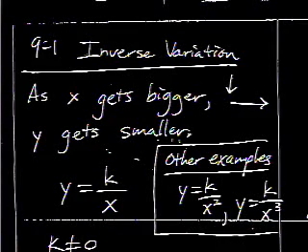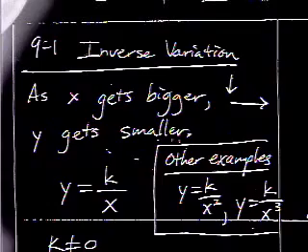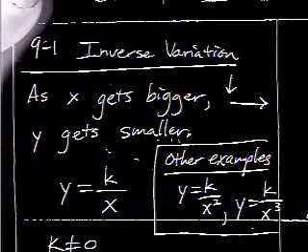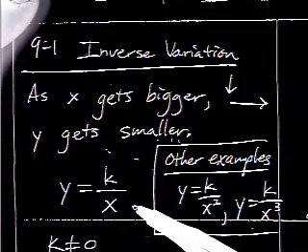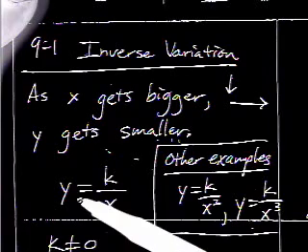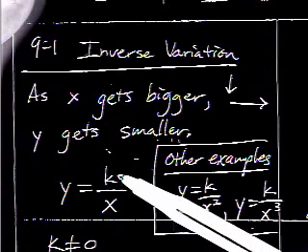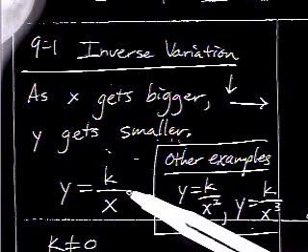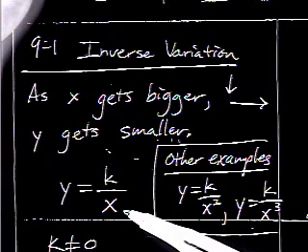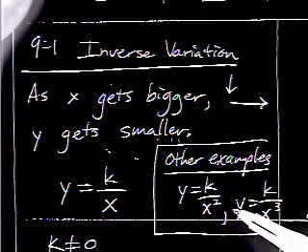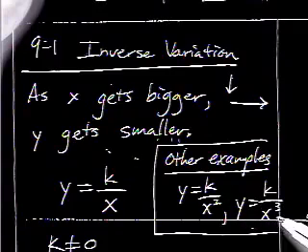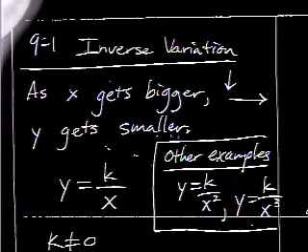Okay, inverse variation. This is obviously different than direct variation. Section 9.1, as x gets bigger, the y values get smaller. And the equation for simple inverse variation is y equals k over x. There's a constant of variation, k. But this time it's being divided by x. Other examples are k over x squared or k over x cubed, something like that.